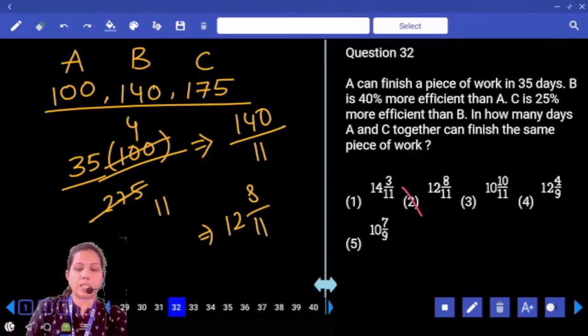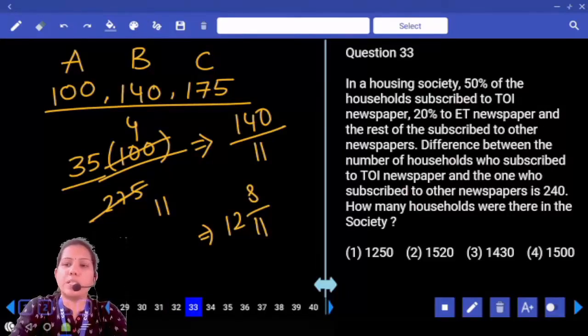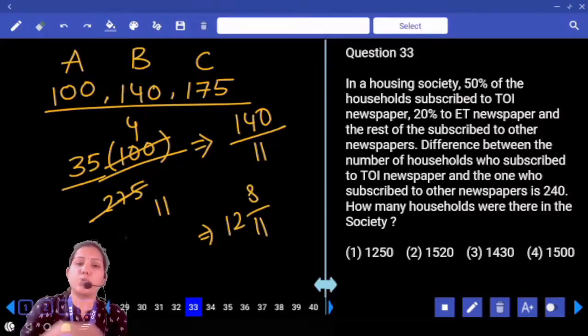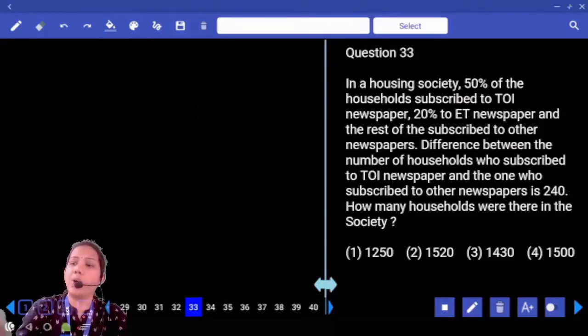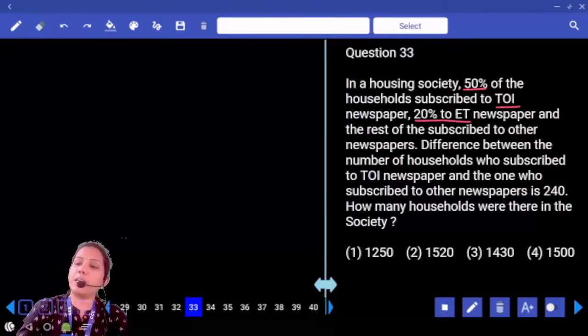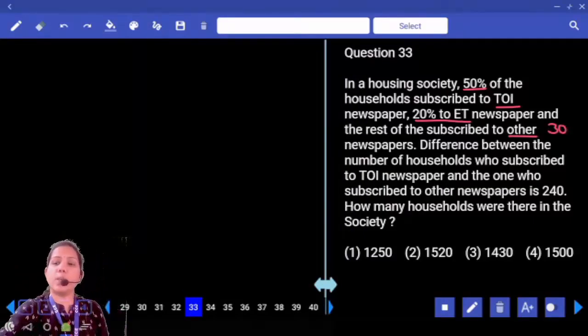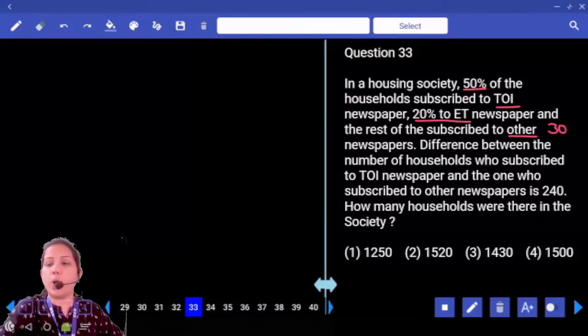Okay, next question number 33. In a housing society, 50% of the households subscribe to TOI newspaper, 20% to ET newspaper, and the rest subscribe to other newspapers. Always the total number is 100. Out of that 100, 50% TOI and 20% ET, then what is remaining? 30% other. Other value is equal to how much percent? 30.